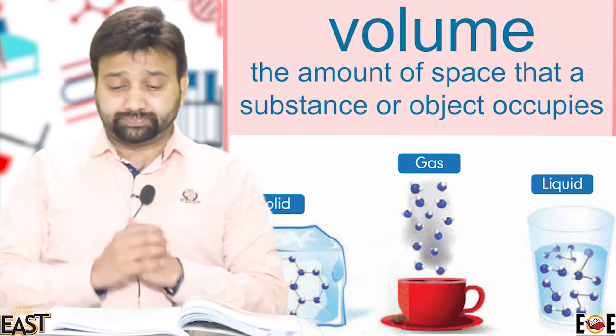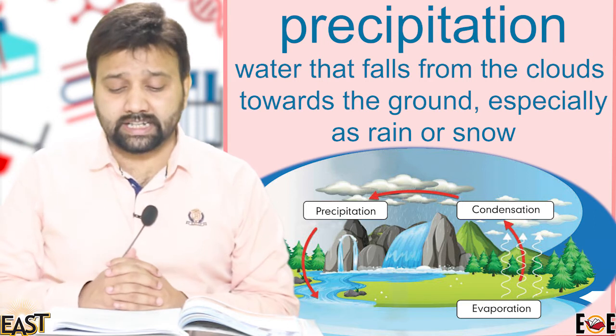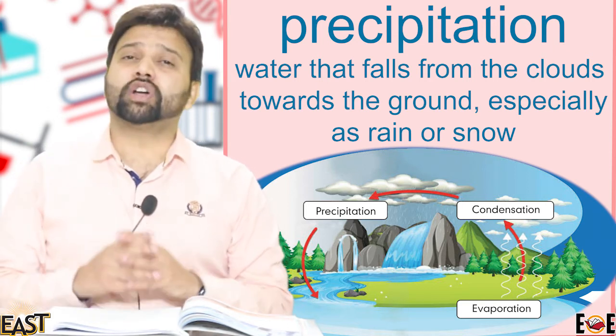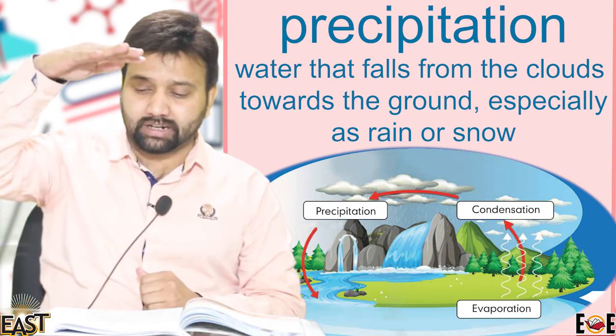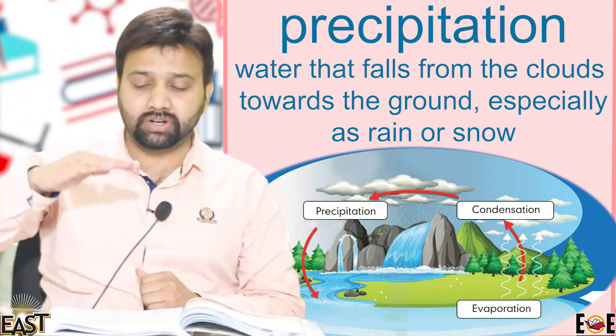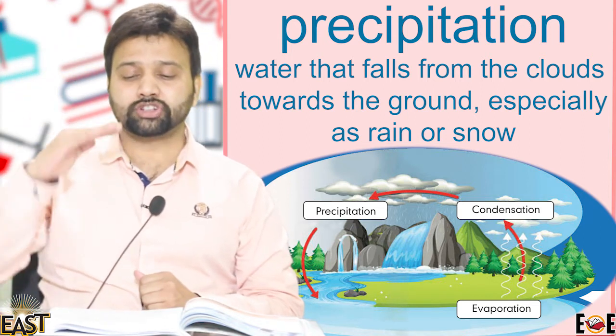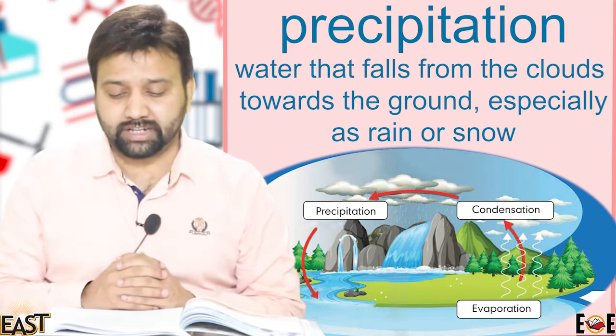Okay, so our next terminology is precipitation. So what is precipitation? Water that falls from the clouds towards the ground, especially as rain or snow, is called precipitation.